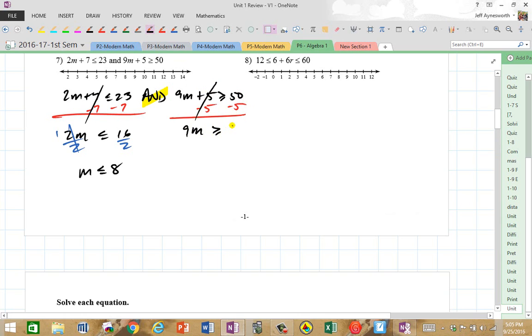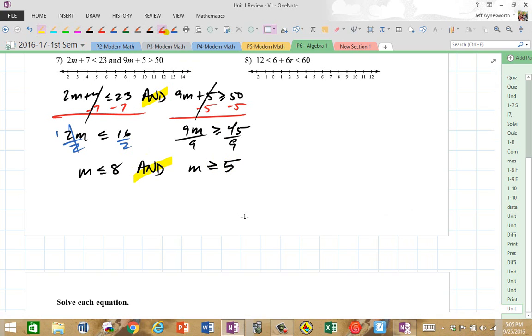50 minus 5, 45. 9 times 5 is 45. So, or you can divide by 9 if you want. All right. So m is greater than or equal to 5. This is an and case. I'm going to highlight it. You got to satisfy both. You got to be less than or equal to 8 and greater than or equal to 5.